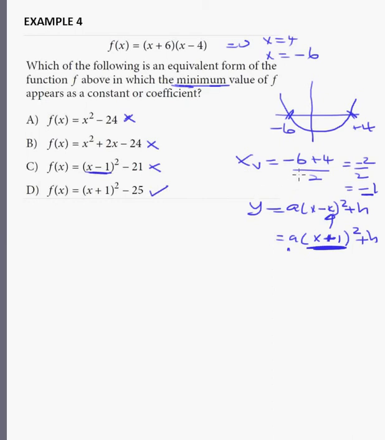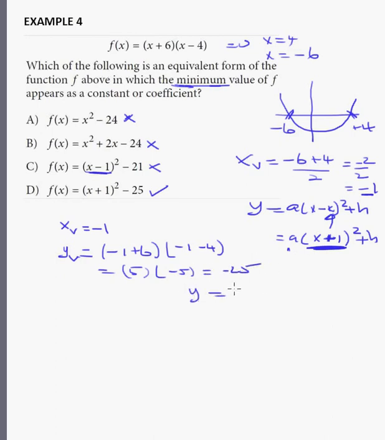Now, if you want to cross check this, once you get your x-coordinate equal to negative 1, you can plug it into your y equation. That gives y equal to minus 1 plus 6, times minus 1 minus 4, which is equal to 5 times minus 5, which gives me minus 25. So your equation will be in the form y equals a times (x plus 1) squared minus 25, and that is what you see right here, where a is equal to 1 in this particular case. So your answer is still D.